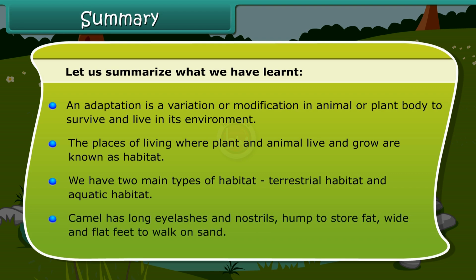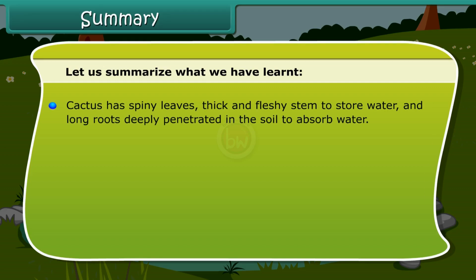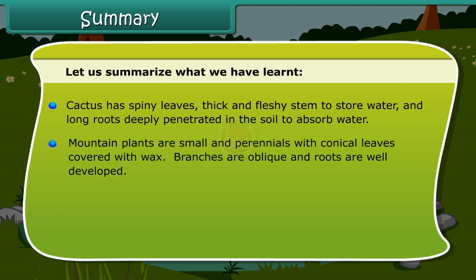Camel has long eyelashes and nostrils, a hump to store fat, and wide and flat feet to walk on sand. Cactus has spiny leaves, a thick and fleshy stem to store water, and long roots deeply penetrating the soil to absorb water. Mountain plants are small and perennials with conical leaves covered with wax. Branches are oblique and roots are well developed.